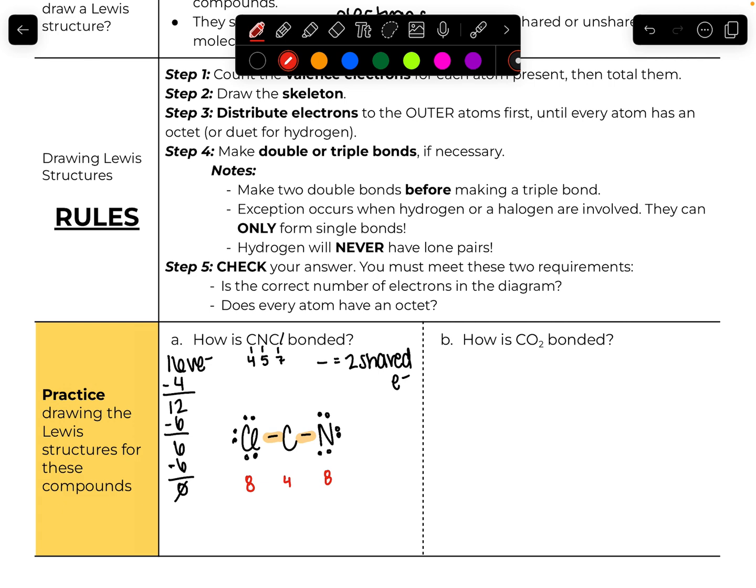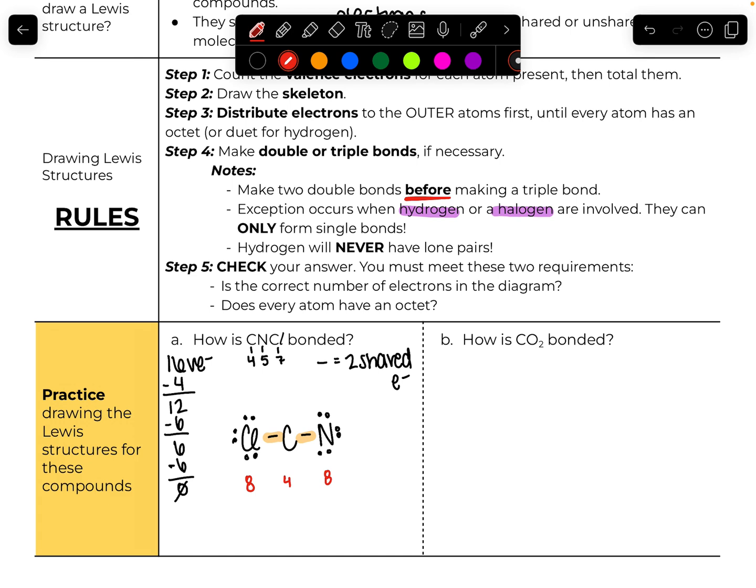So now you have to decide, who are you going to share with? So there's a couple rules for this. Your general rule is that you want to make 2 double bonds before you make a triple bond. But there are some exceptions. If you have hydrogen or if you have a halogen involved, they will only ever form single bonds. So what this means is, if I look at my little compound here, I have chlorine and I have nitrogen. Chlorine is a halogen, so chlorine can only ever form a single bond.